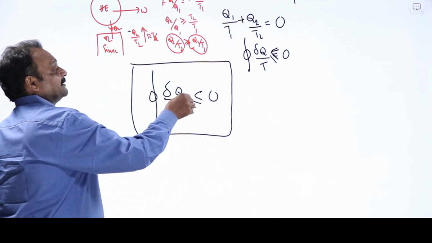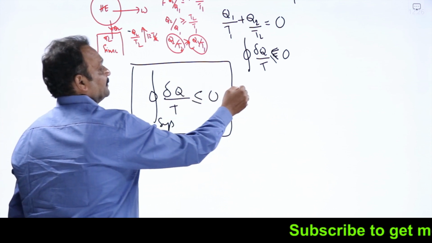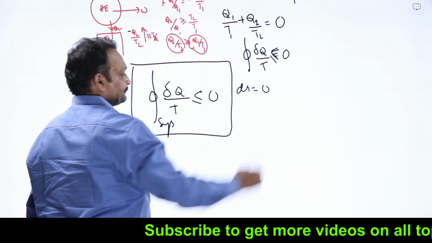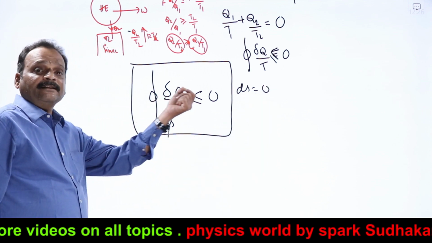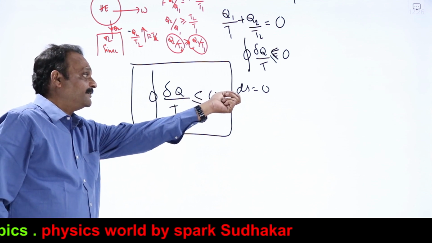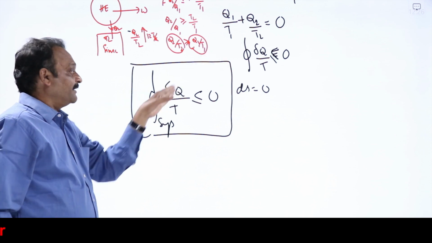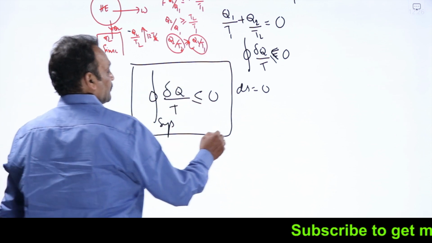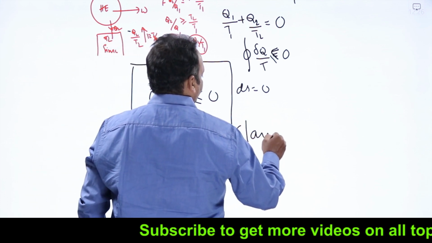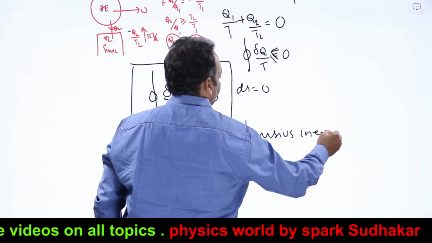If the cyclic process is irreversible, delta Q by T will be less than 0 in any case, because dS must be equal to 0 for a system in a cyclic process; entropy should not change. But dS is defined as greater than delta Q by T. That is, delta Q by T must be less than 0. This is called the Clausius inequality.